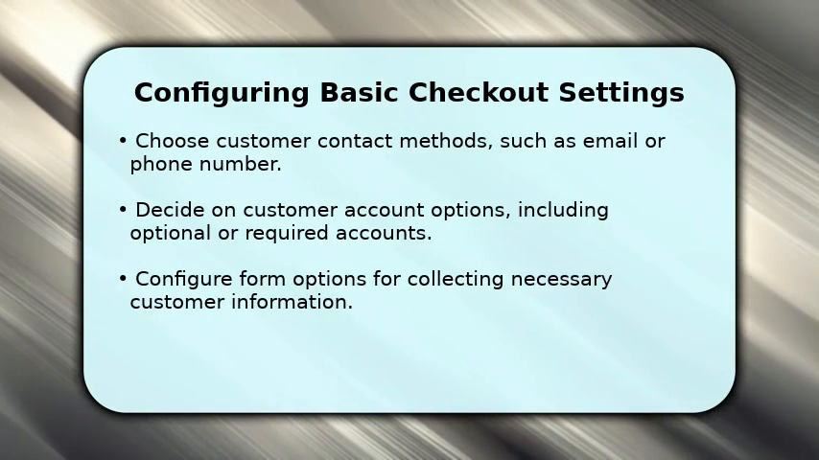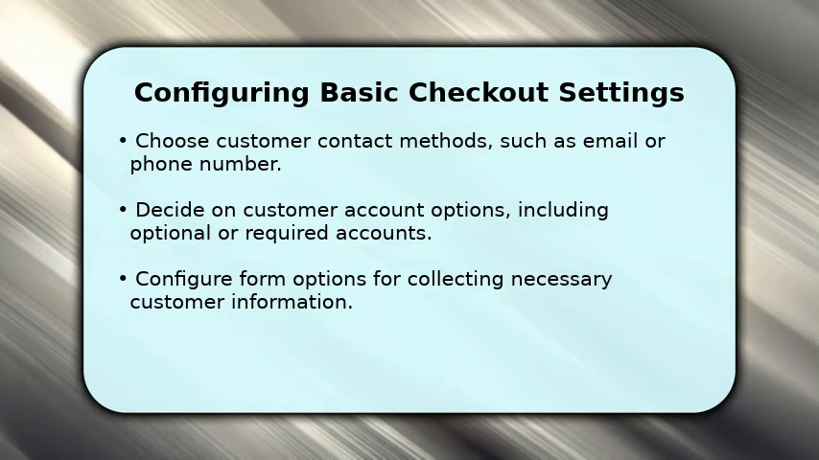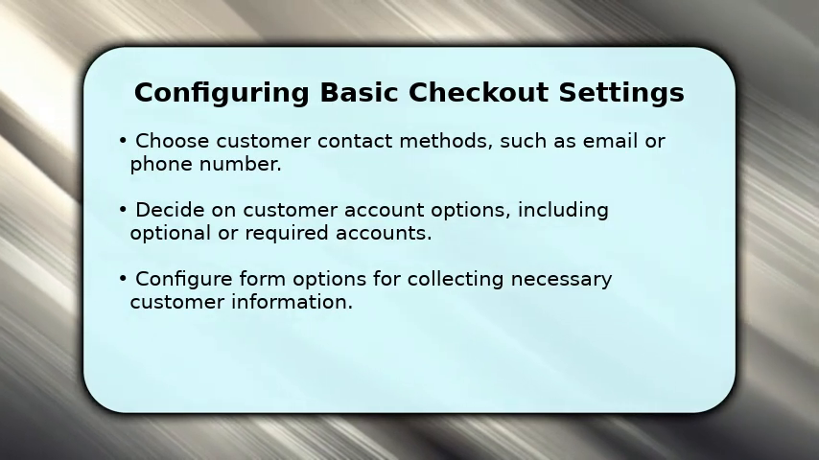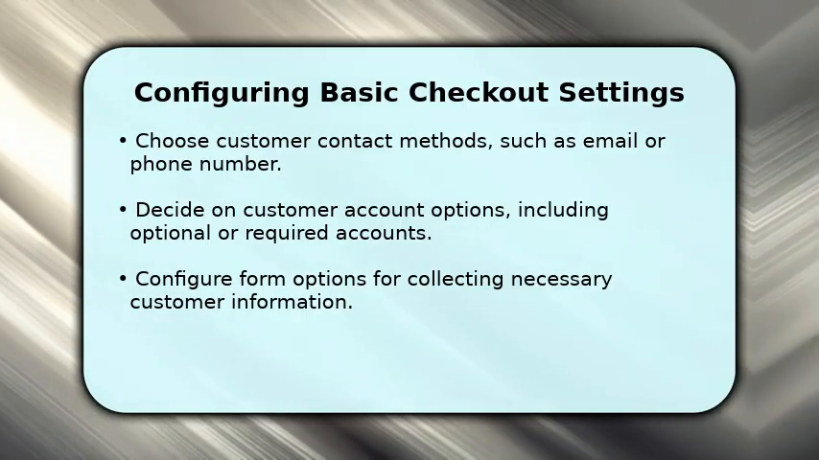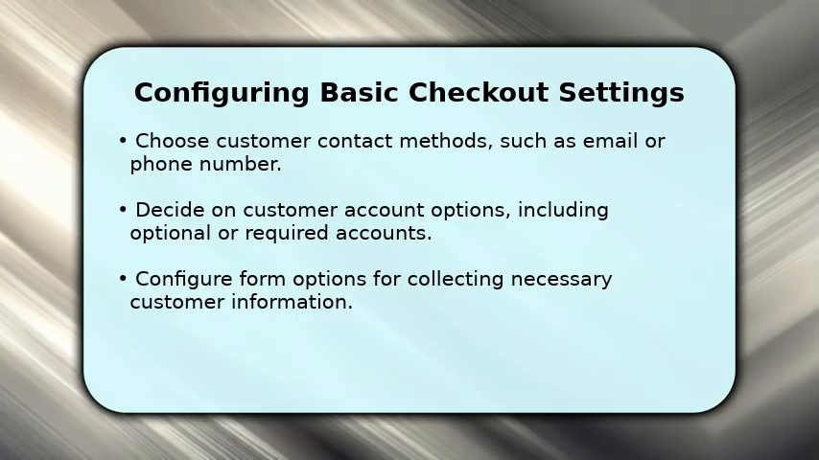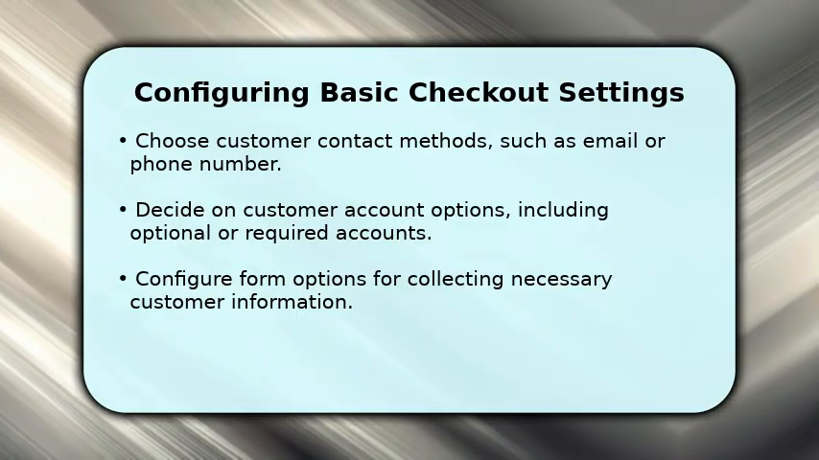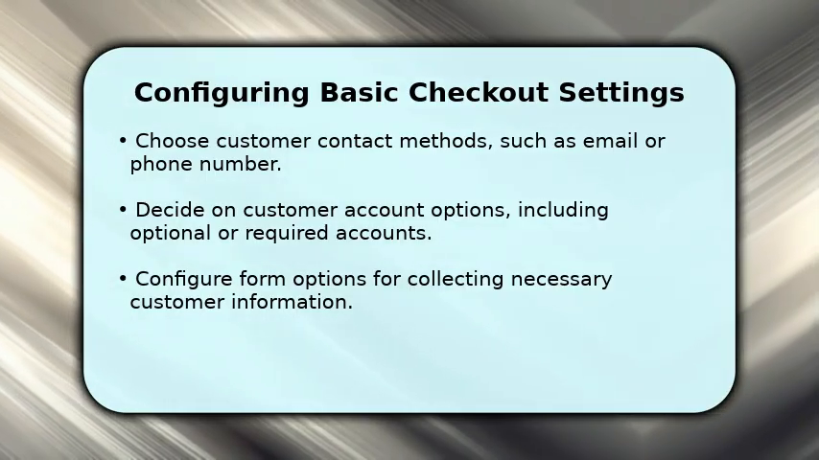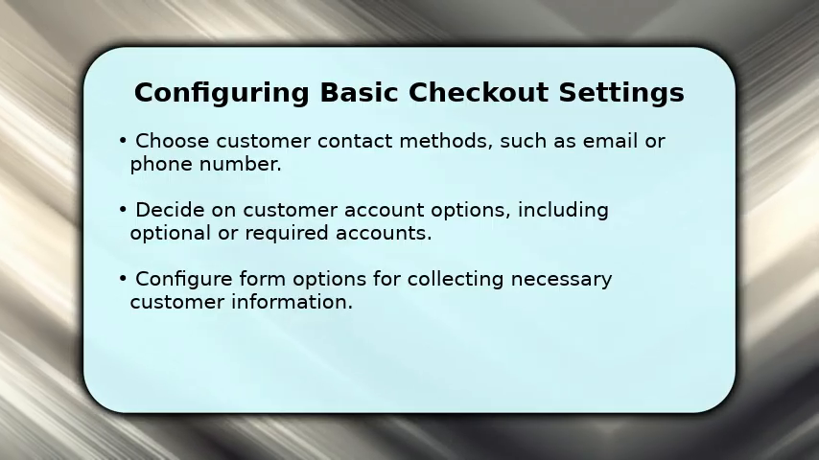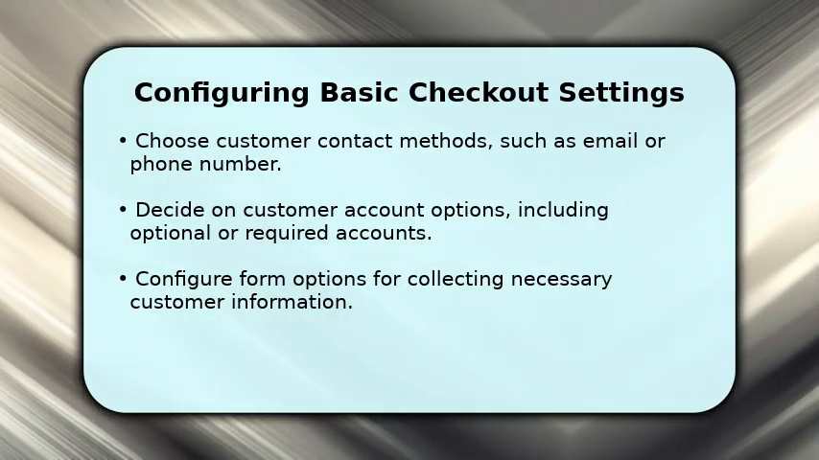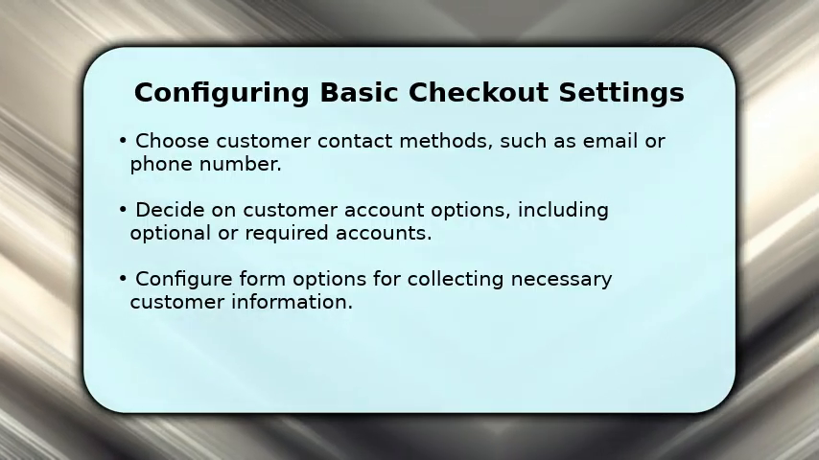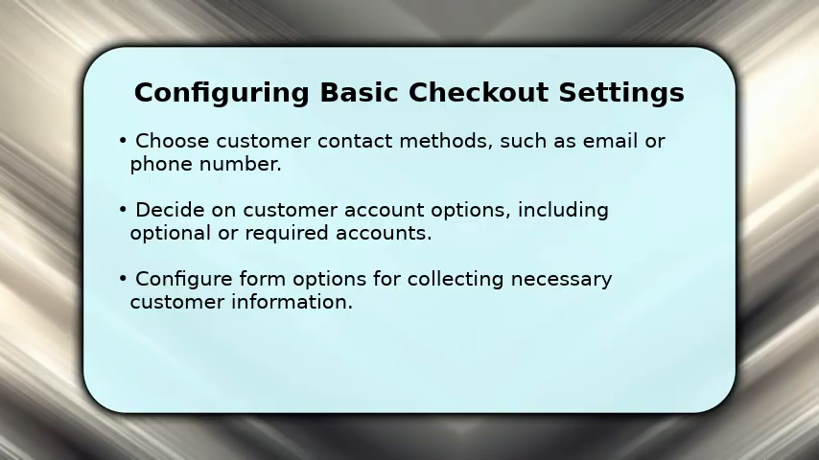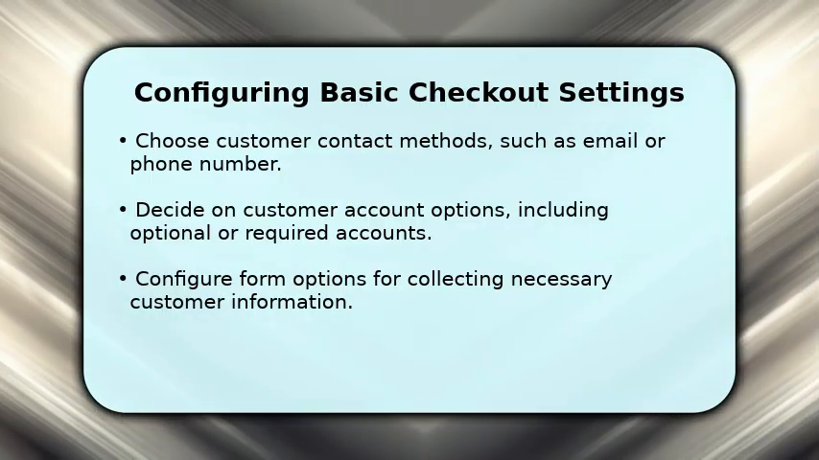Let's start by configuring the basic checkout settings. First, you will select how customers can contact you, typically via email or phone. Next, decide if customer accounts are optional, required, or disabled. Optional is often best for convenience. Then, customize the form options to collect essential customer information efficiently. Finally, set your order processing preferences, such as automatically archiving paid orders, to streamline your workflow.